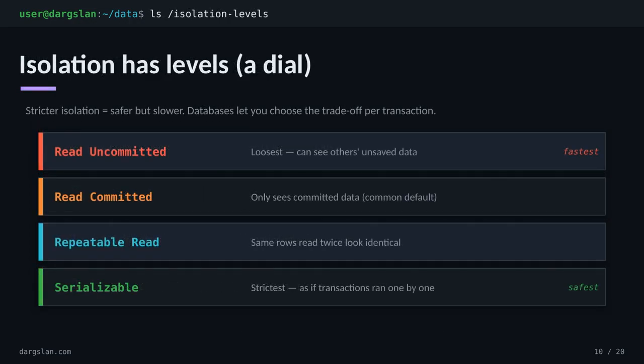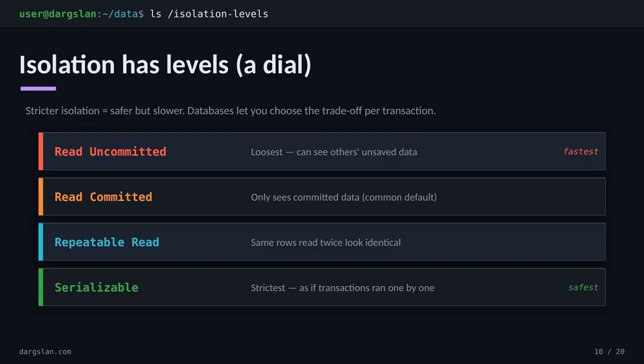Now, isolation isn't actually one size fits all. It's more like a dial you can turn. At the loosest end, read uncommitted lets transactions peek at data that hasn't even been saved yet. Fast, but risky. Read committed tightens that up and is the common default. Repeatable read guarantees the same query returns the same rows, and serializable, the strictest setting, behaves as if every transaction ran one after another, safer at the top, faster at the bottom.